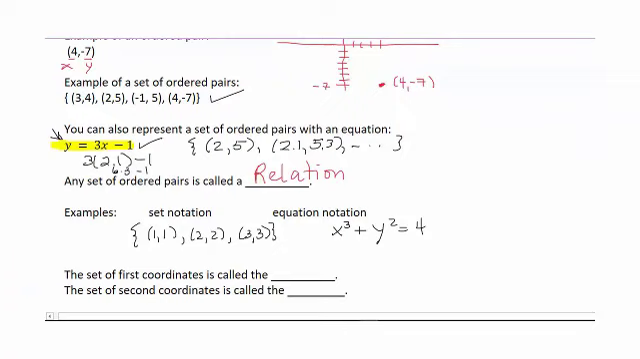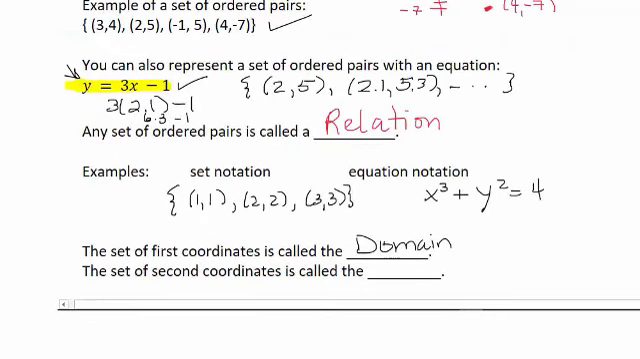The set of first coordinates in a relation is always referred to as the domain of the relation, and the set of second coordinates is called the range. Another way of saying that is that the domain consists of all the inputs, or x values, and the range is all the outputs, or the y values.